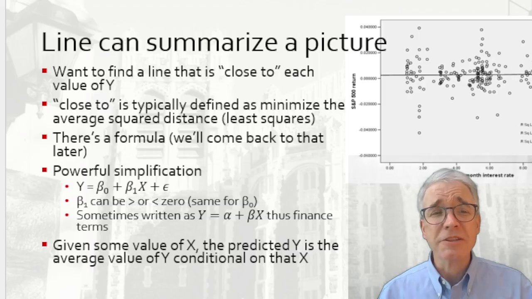Beta 1, the slope, can be greater or less than 0. If beta 1 is less than 0, then the slope is negative, and there's a negative relationship between x and y. If beta 1 is greater than 0, then the slope is positive, and there's a positive relationship between x and y. If beta 1 is 0, then there's no relationship between x and y.